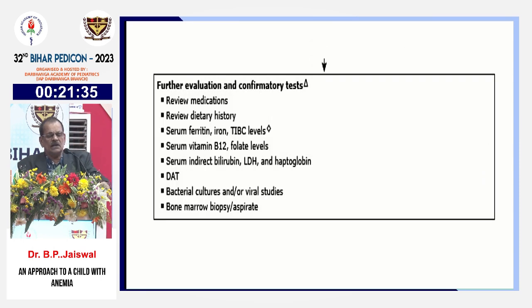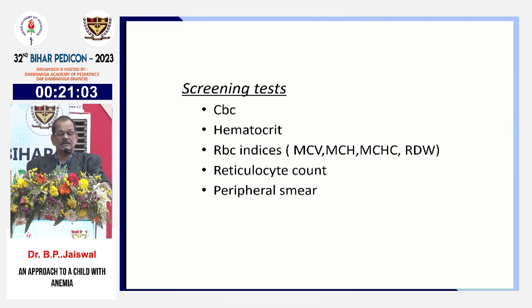Now, further evaluation and confirmatory tests. All these tests you can read. Review dietary history, serum ferritin, iron, total iron binding capacity, and diet. And all these tests you will have to go for. Though these tests might appear cumbersome to you, they are very simple and you can analyze them. If you give a little time to anemia, you can understand where it is heading. Screening tests: CBC, hematocrit, RBC indices, MCV, MCH, MCHC, and red cell distribution width, reticulocyte count, peripheral smear.